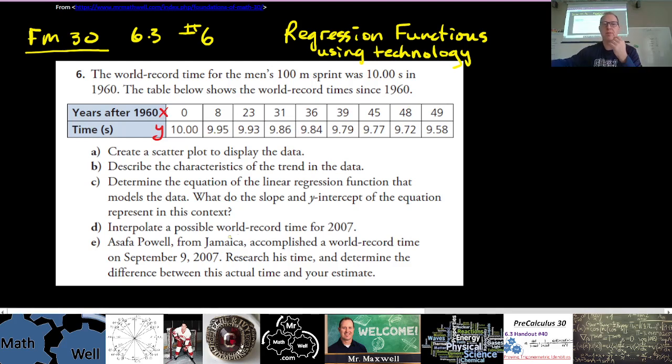This question is a number of years old already, talking about Asafa Powell in 2007. But anyway, so 49, that's 2009 here. Looks like 1960 plus 49 is 2009. So let's save that question for later. Describe, create a scatter plot. Okay, we're in the middle of that.